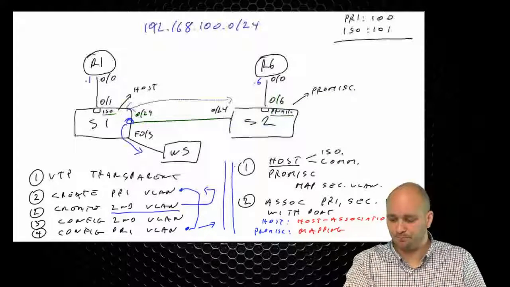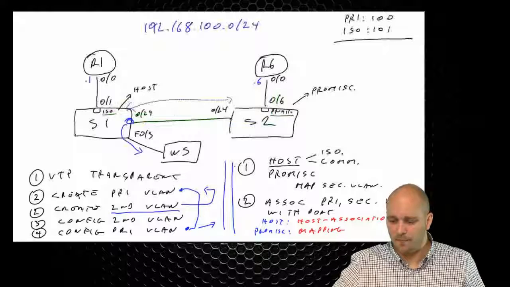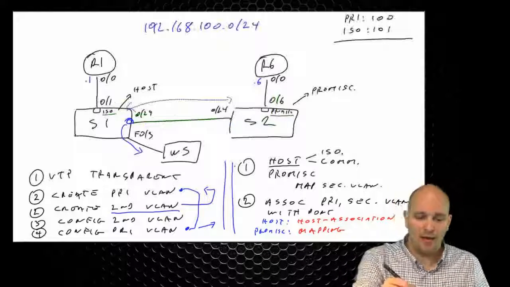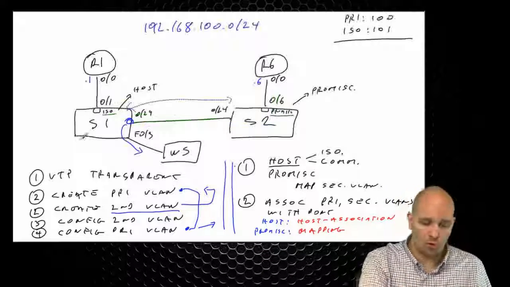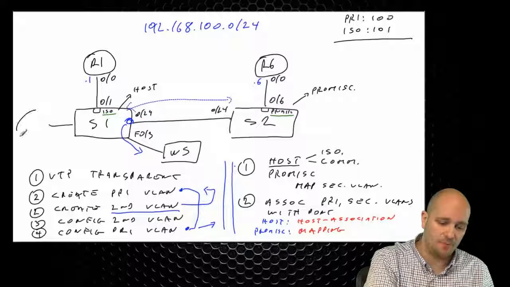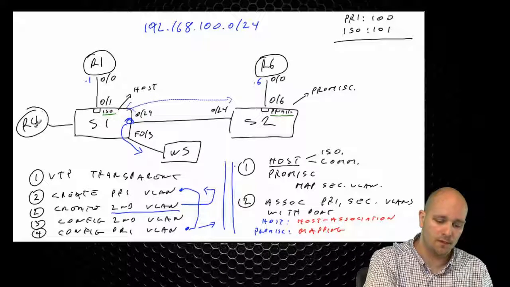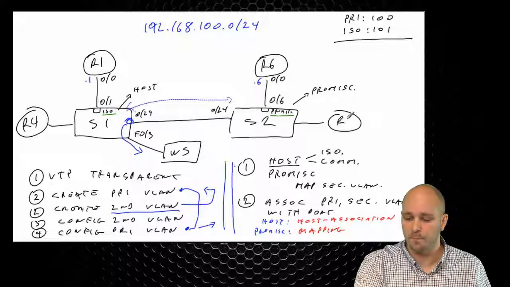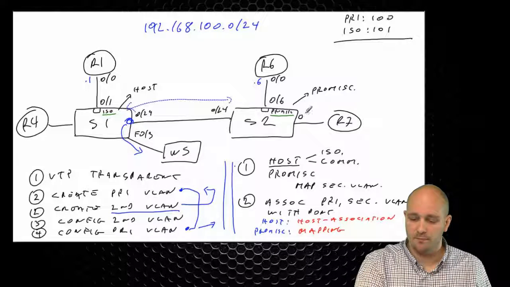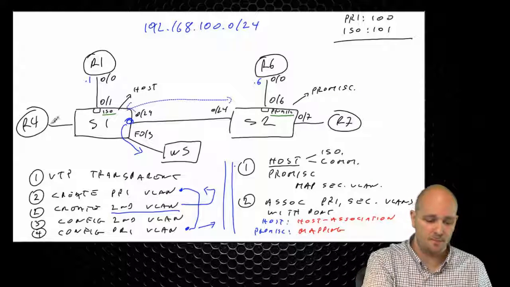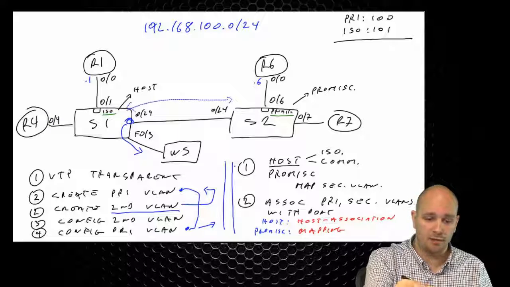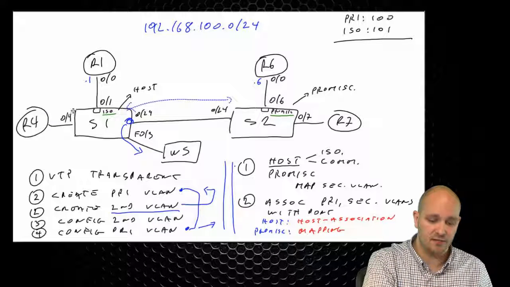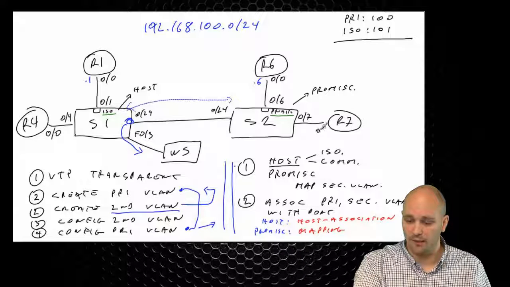So let me just do one thing here. What I want to do now is add two more routers. I'm going to add R4 here, and I want to add R7 here. Now, this is going to be FastNet 07. This will be FastNet 04. Actually, not that one, but this will be FastNet 04. This will be 00, and this will be 00.